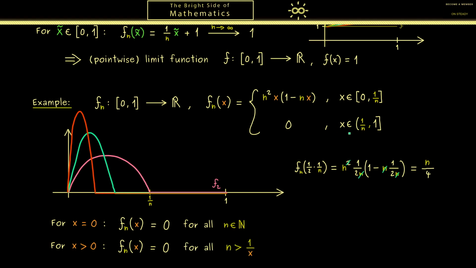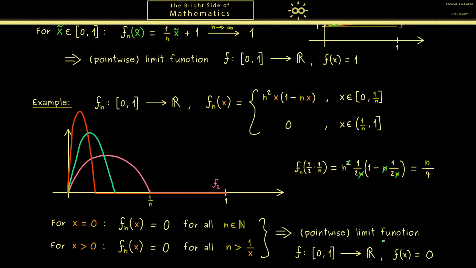Of course, this is not hard to check. This is exactly the case when n is greater than 1 over x. Because then x lies in this interval here. Or in other words, on the right hand side here where the function is 0. Now we can reformulate the whole thing by saying the sequence of numbers f_n(x) is constant eventually. Therefore it's also convergent with limit 0. Hence we have a pointwise limit function given by the 0 function.